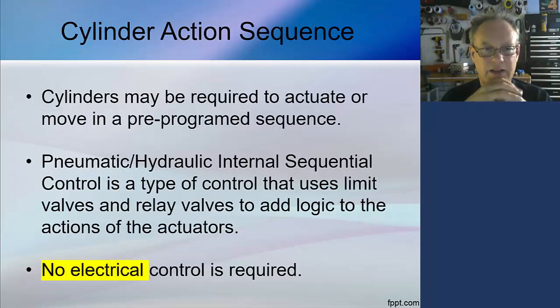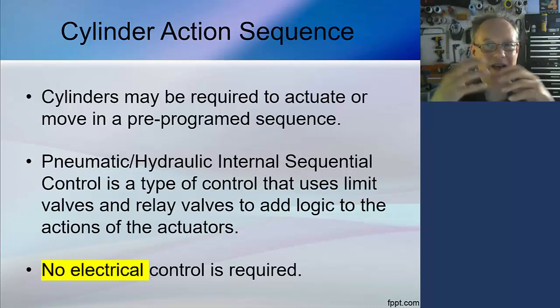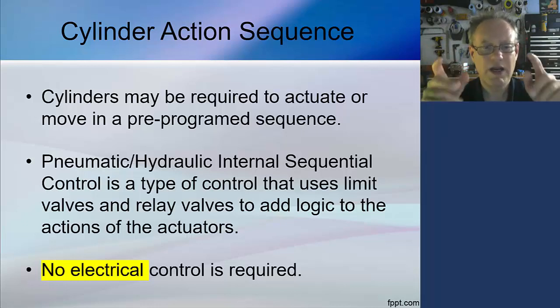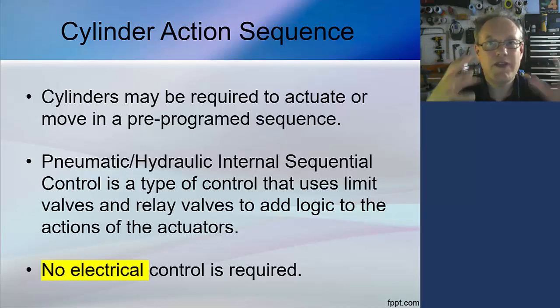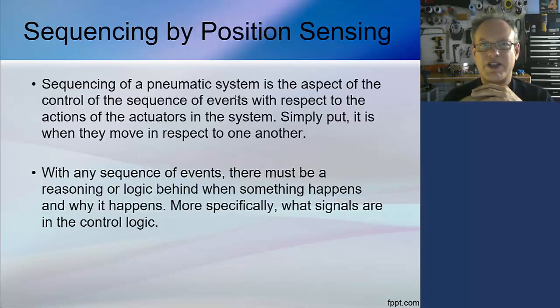What I really want to highlight is the fact that cylinders can be required to actuate or move in a pre-programmed sequence. Sometimes it's pretty complicated, but for now we're just going to start with pretty basic movements. Pneumatic and hydraulic internal sequential control is a type of control that uses limit valves and relay valves. With those, we can add logical decisions without any electricity, which is so cool. We can use pneumatic relays, just like how we use electrical relays to add more logic. Sequencing by position sensing.